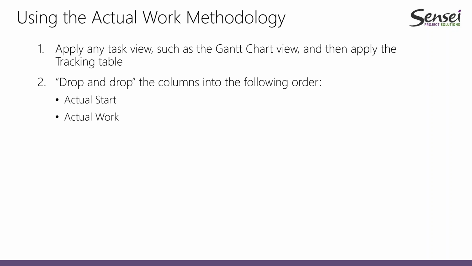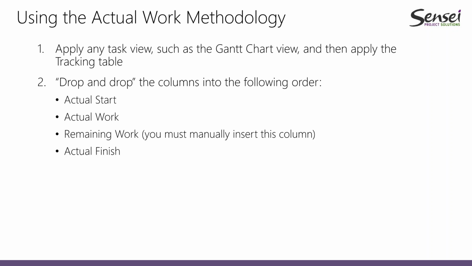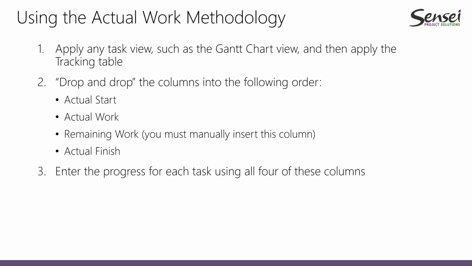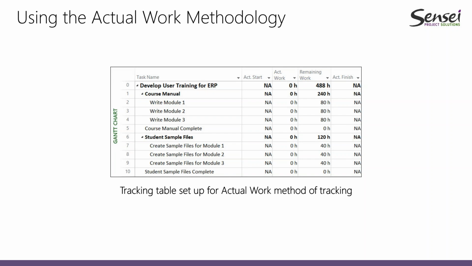Basically, what we are going to have here is that the set of columns is going to be different. Instead of having remaining duration and percent complete, we are going to have actual work and actual finish. So there are some changes in terms of the columns that we are going to be using. And then what I like to do is enter the actual work that has been performed, and I like to ask what's the remaining work instead of asking the percent of completion.